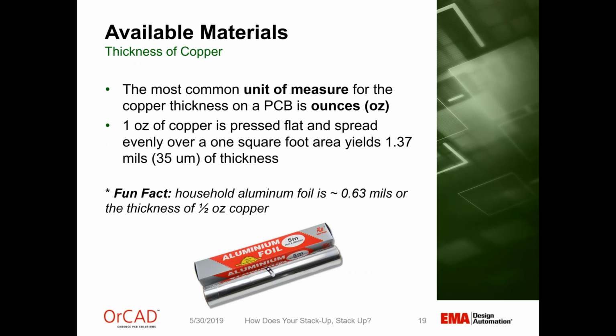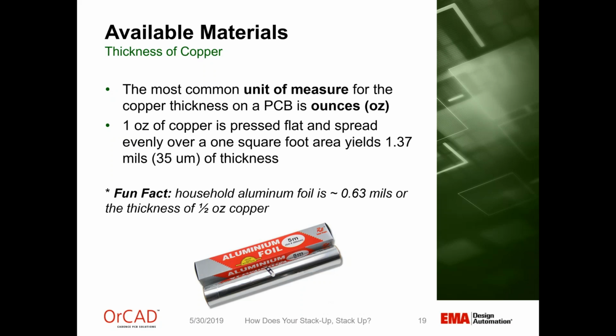How thick is that copper? So the thickness of that copper can vary depending on your needs, and that's going to come with some trade-offs. So how thick your copper should be. Usually it's measured in ounces. So if you ask for a 1 ounce copper thickness, that doesn't necessarily make sense in terms of thickness. But what that actually means, one ounce of copper is considered to be pressed flat over 1 square foot, and that gives you 1.37 mils or approximately 37 micrometers of thickness.